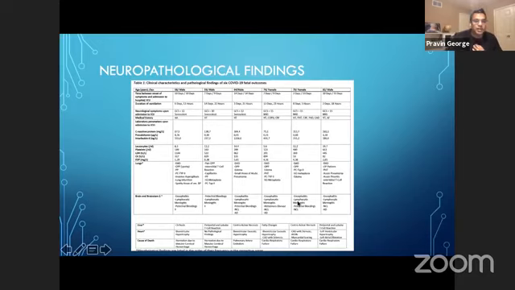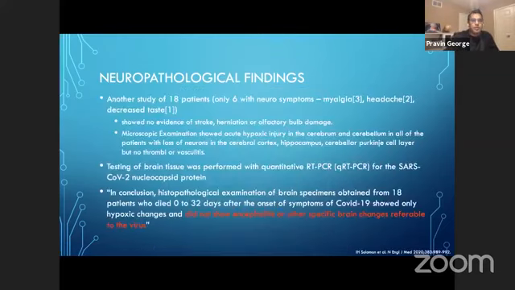And they all died from different causes. 2 had cerebral hemorrhages. This one had pulmonary artery embolism, cardiorespiratory failure, and the rest of the 3. So just kind of looking at it, it's a mixed picture here, but a lot of patients in this particular study actually had some findings of encephalitis.